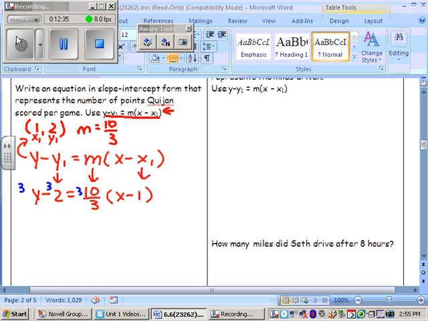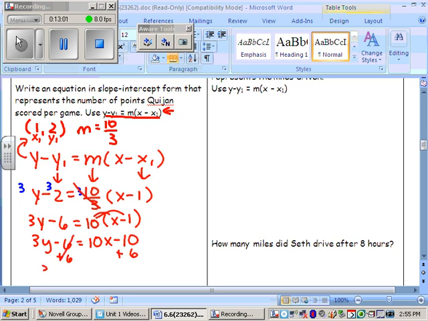You do not multiply anything inside the parentheses by the 3. So what would this look like? If we clear the fraction first, we would have 3y minus 6 equals 10 times x minus 1. Now we could distribute the 10 or multiply the 10 by each term in the parentheses, which would give us 10x minus 10. We would then add 6 to both sides of the equation, giving us 3y equals 10x minus 4.